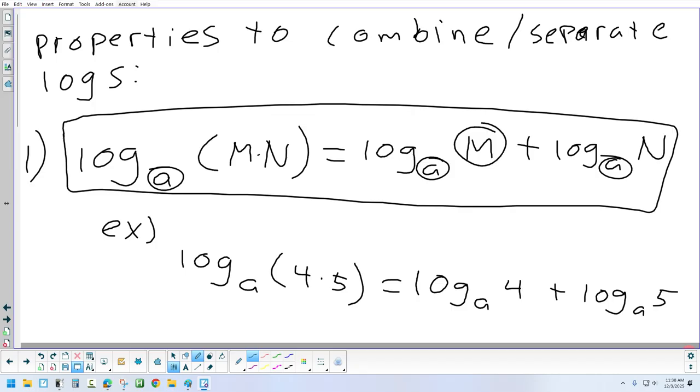The first argument is your first factor. The second argument is your second factor. I'm not going to type this in, but if you did, you would get exactly the same thing on the left side and the right side. So a product turns into a sum.